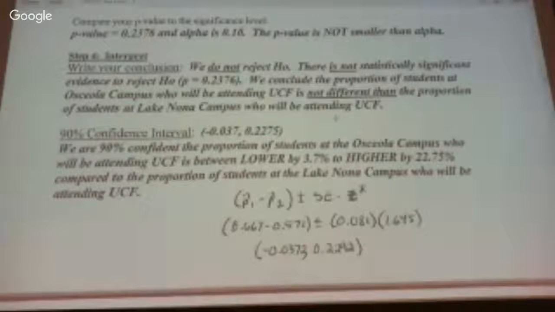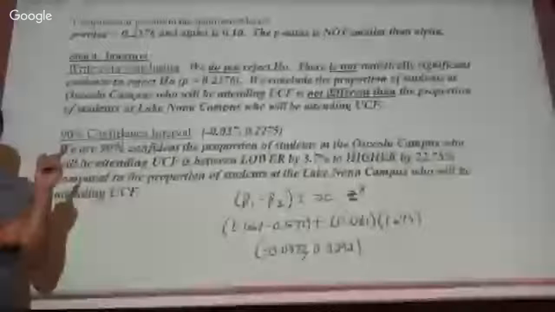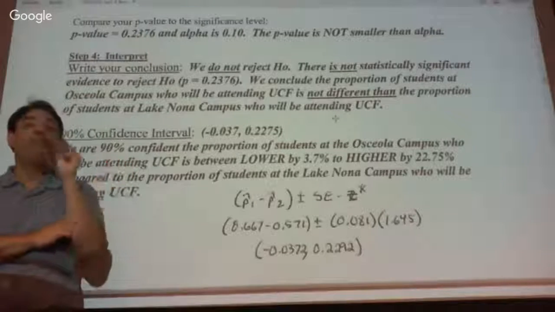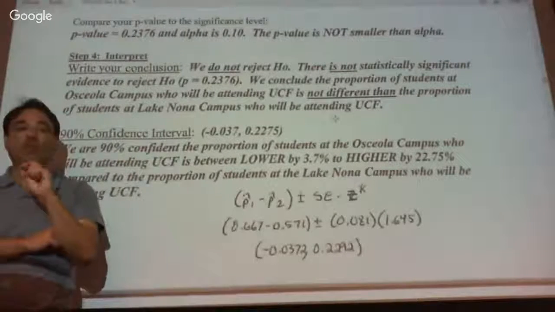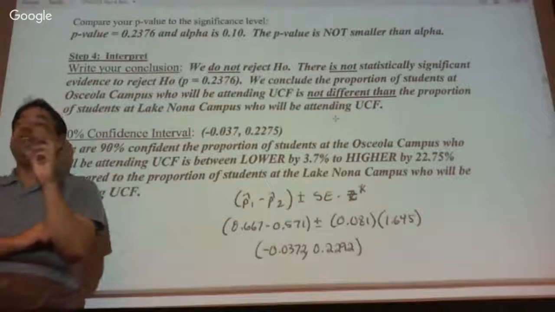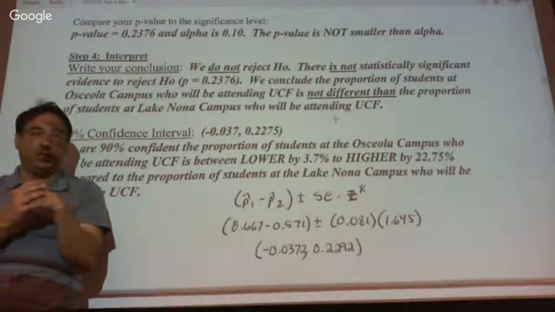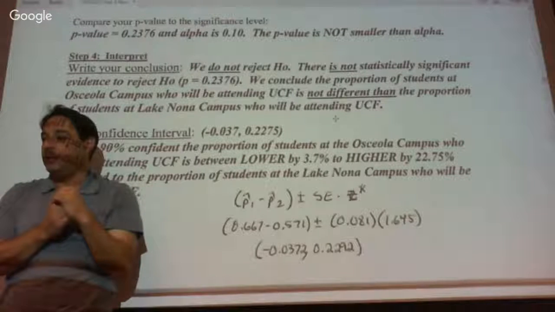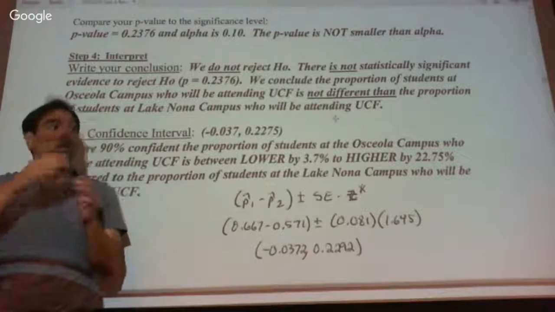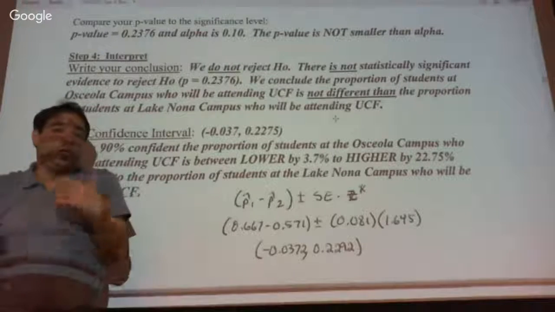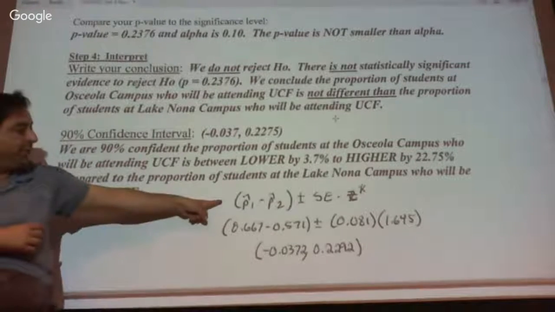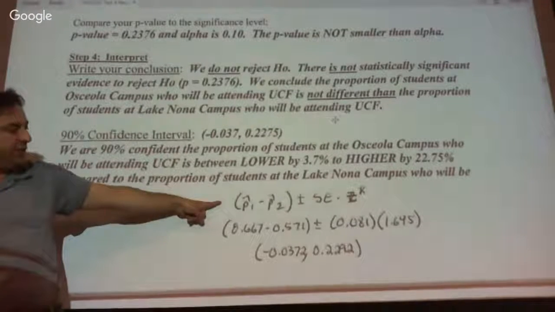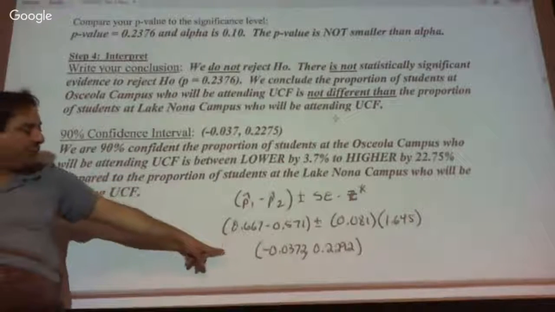Now, we have to understand this. What does it mean? If Osceola had more students go to UCF, you would expect two positives. If Osceola had less students, you'd expect two negatives. But if they're not different, you should expect a what? A negative and a positive, which means it could be lower and it could be higher. So the work is p hat 1 minus p hat 2 plus or minus your SE times your Z star you get from the table. You get a negative or positive.